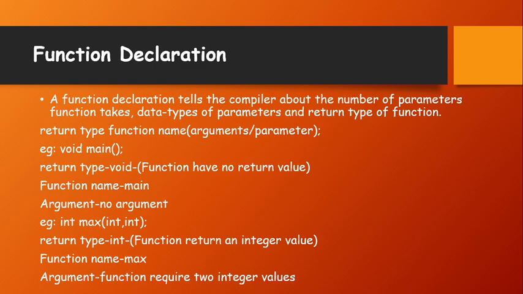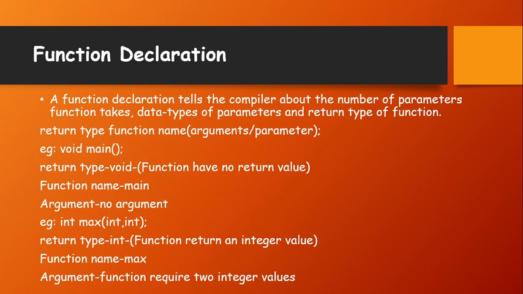So the first step of going for modular programming, we have to declare. Function definition is the first part. Function definition tells the compiler about the number of parameters the function takes, the data type of the parameters, and the return type of the function. So these are the three things we have to write while declaring a function.